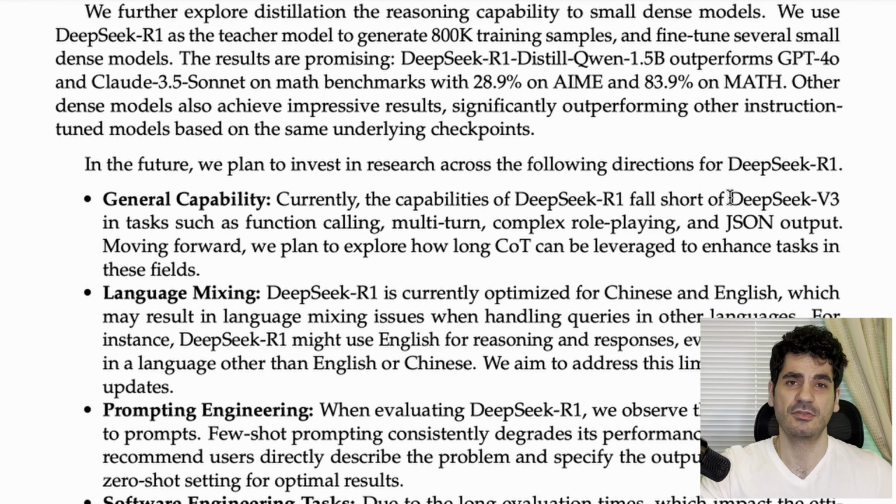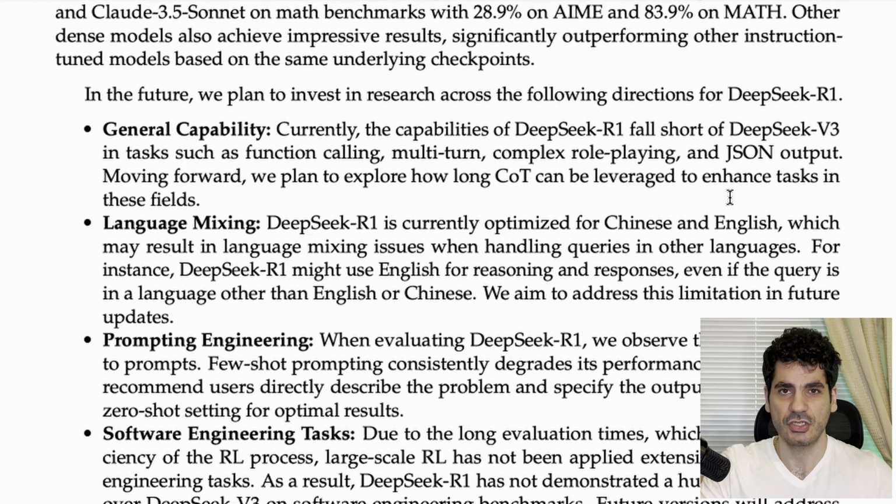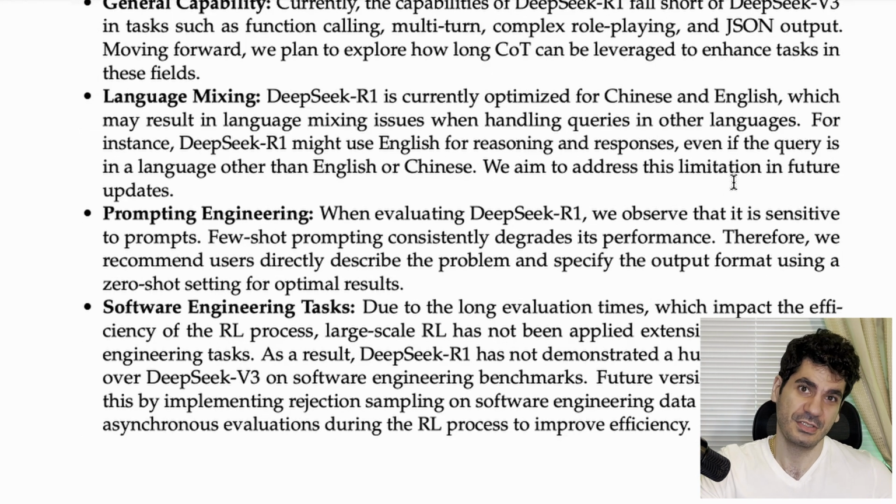The other thing is language mixing. They use primarily English and Chinese, so if you use another language, the chain of thought is going to be in Chinese or English or mixed. So they are thinking about how they can expand it to other languages. The other concept is prompt engineering, which is kind of similar to O1. If you use few-shot examples, it actually performs worse compared to zero-shot. So for the O1 model and also this R1 of DeepSeek, you need to be very clear about what you want to achieve, and you don't need to provide examples or few shots, otherwise it will deteriorate the performance.